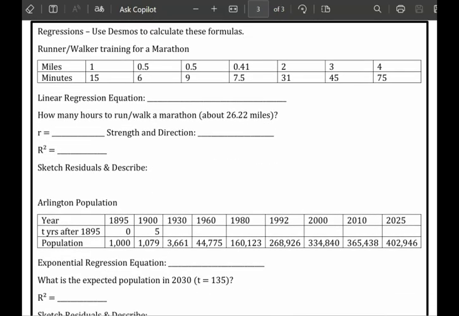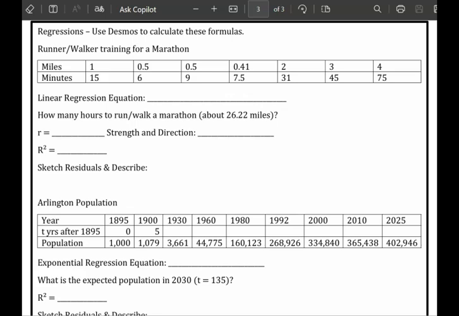For regressions, use Desmos to calculate these formulas. You will not be expected to calculate a regression model by hand that doesn't fit perfectly. Runner walker training for a marathon. This table has a runner and it says how many minutes it takes them to go a certain amount of miles.